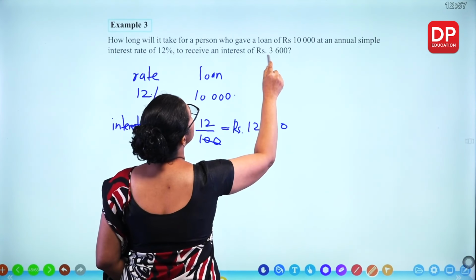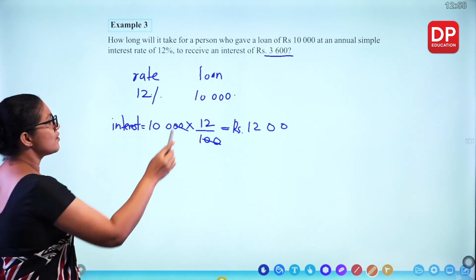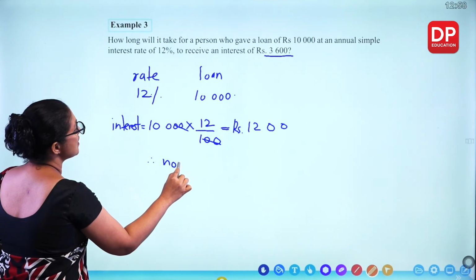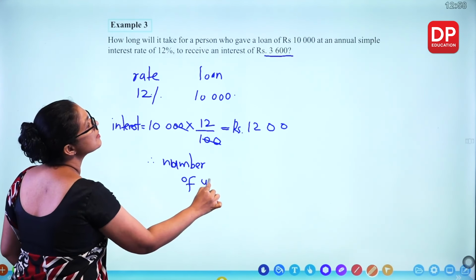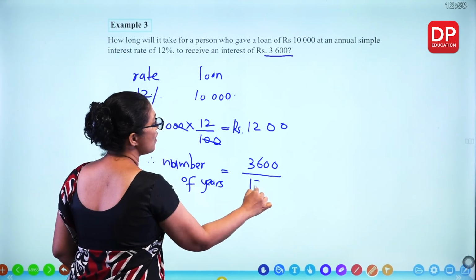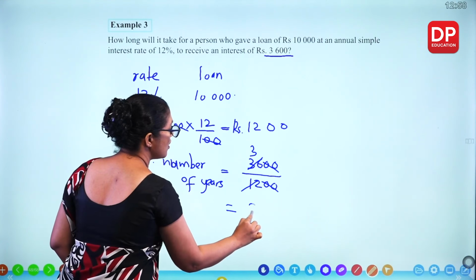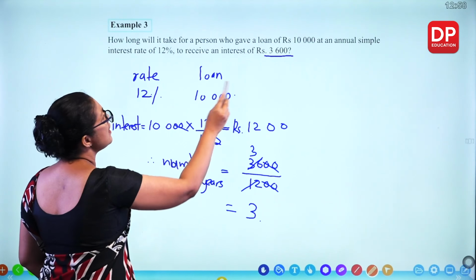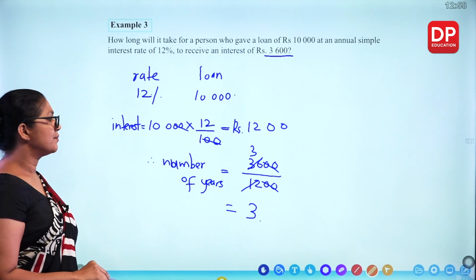And the total interest is 3,600. So this is for 1 year. So you can find out the number of years is equal to 3,600 divided by 1,200. You get 3. So for 3 years he needs to lend the money to get 3,600 as the interest value.